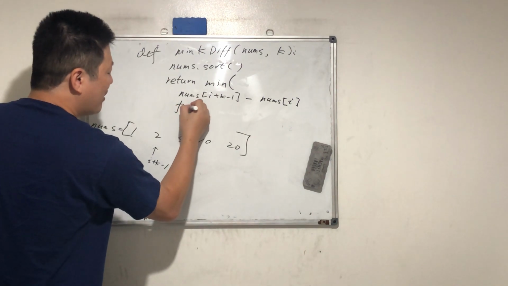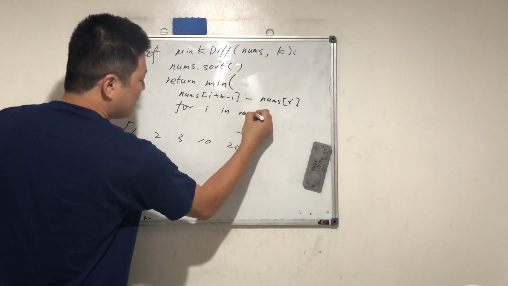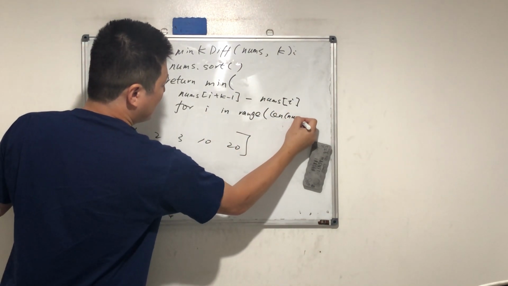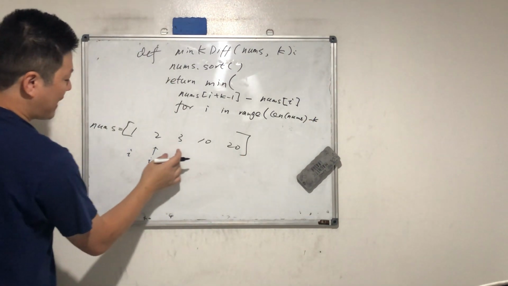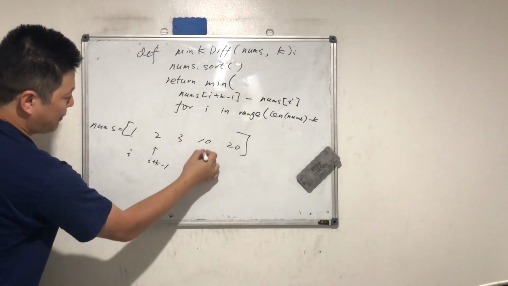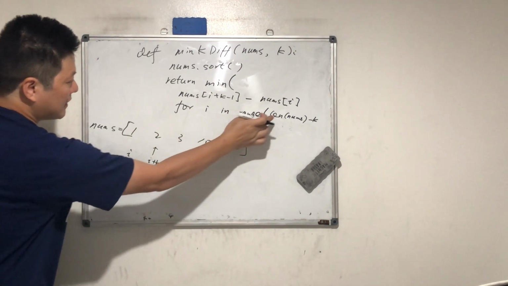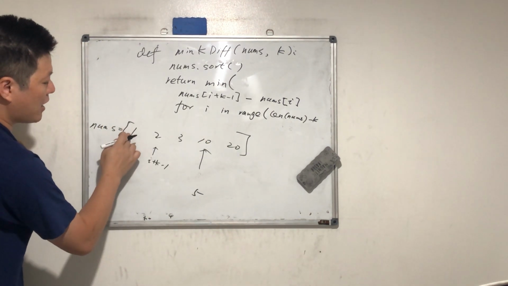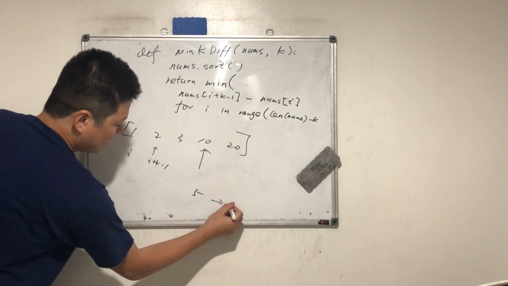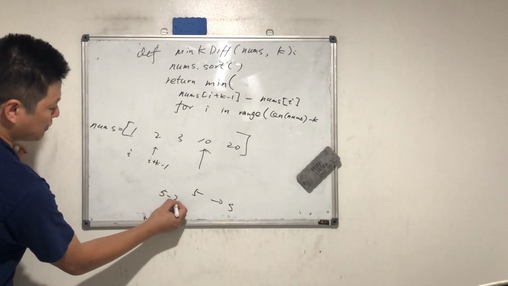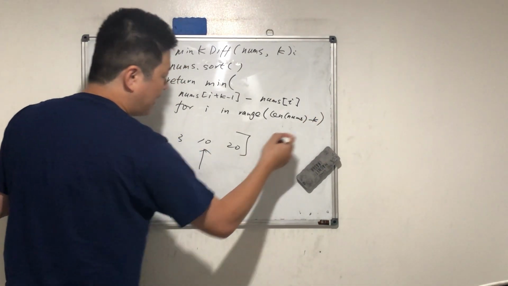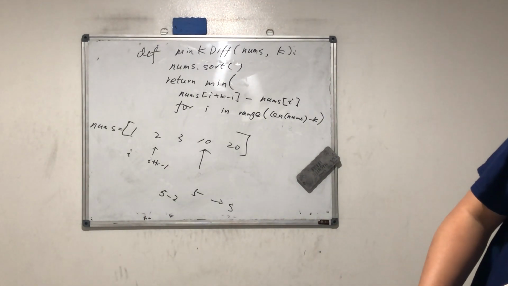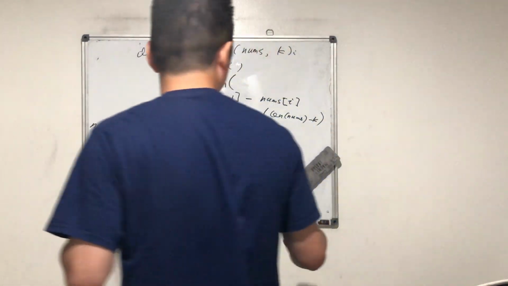Now for i in range, the whole thing is length n, the length of nums minus k, so i goes up to this point. The length of nums is 5, and we want to get to the last index. Let's say k is 2, so the last index is 3. So 5 minus 2, minus k. Is it minus k? Minus k plus 1. We need to have plus 1, right? Why do we need to add 1 here?